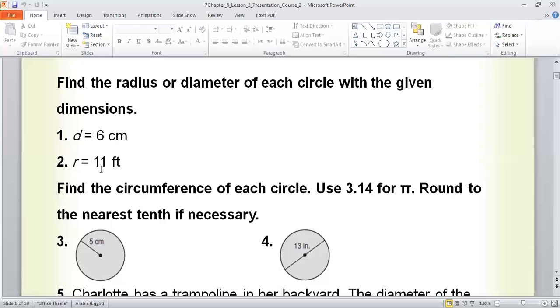If he gives me the radius is equal to 11, multiply by 2. So 11 multiplied by 2 equals what, Muhannad? 22. Excellent. So if the diameter is 6, I will divide it by 2 and it equals 3. If I have the radius equal to 11, I will multiply it by 2, it equals 22.